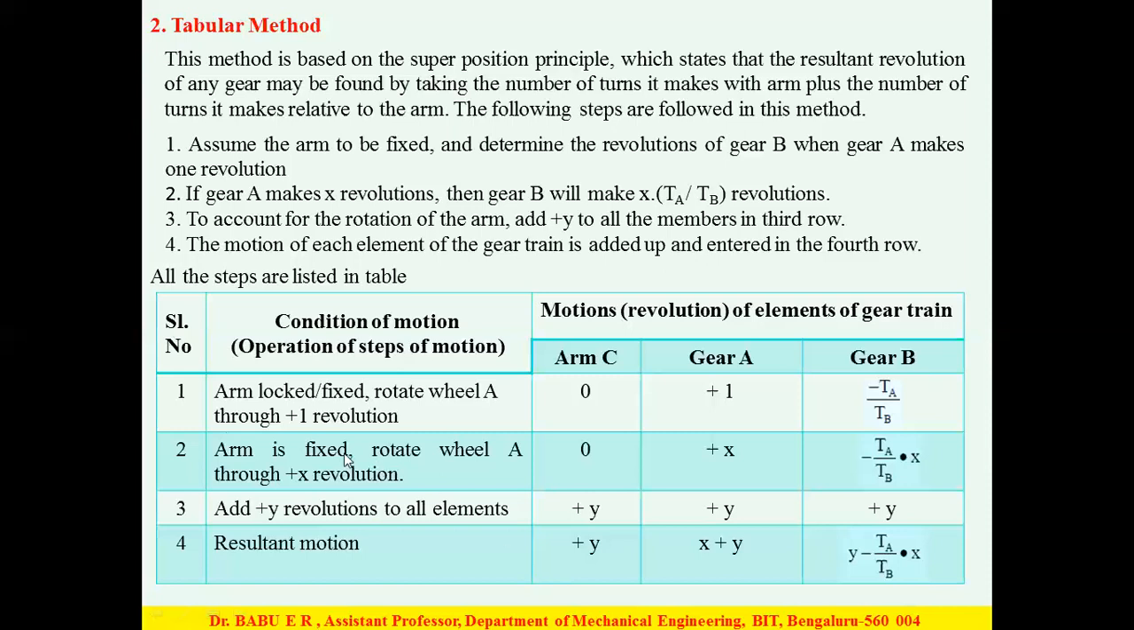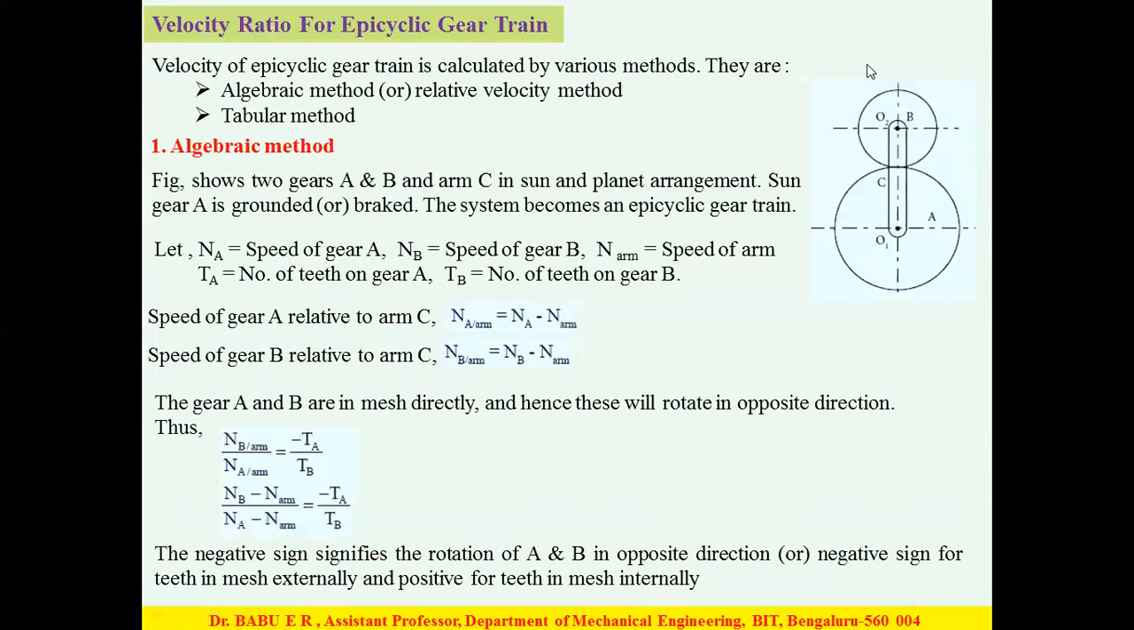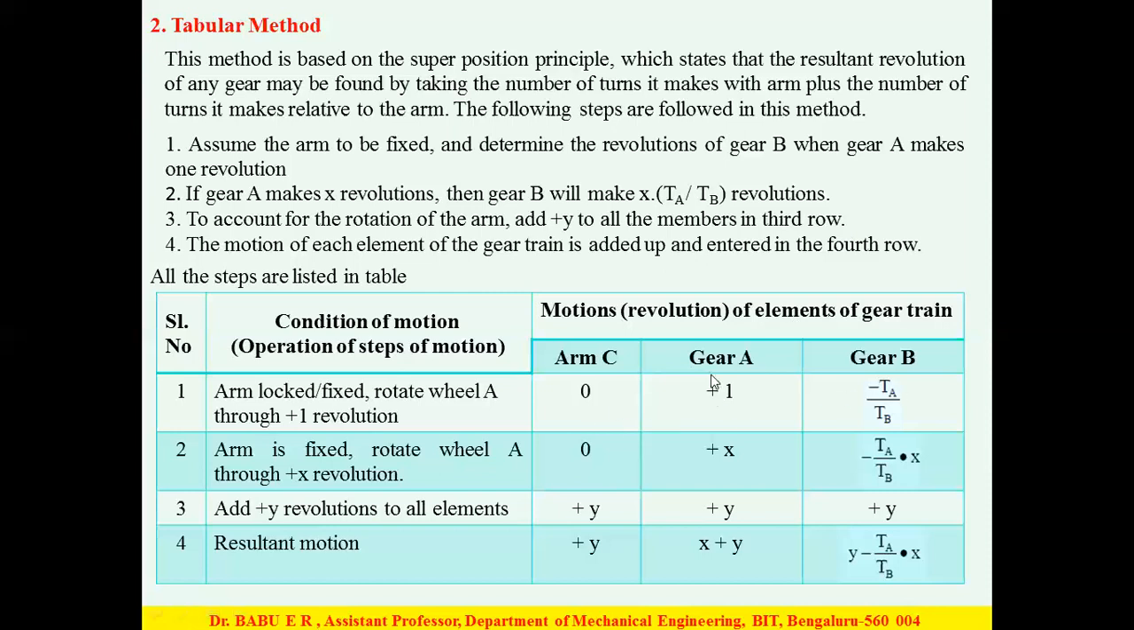rather than the analytical method. The first thing, you have to write down this table: serial number, condition of motion or operation of steps of motion. Again, motions or revolution of elements of gear train. So when you see your gear train, we have two gears, gear A and gear B and one arm. So how many gears are there? All the gears you have to represent over here.